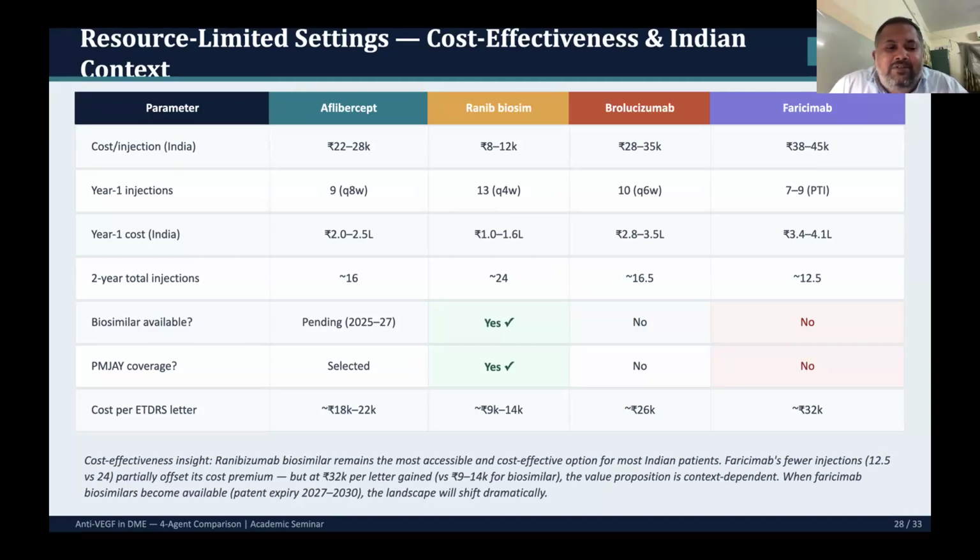So the last row I want to focus on is what the calculation has revealed. The ETDRS letter gain for aflibercept is around 18 to 22,000. For ranibizumab, it's around 9 to 4,000. For brolucizumab, it's 26,000. For faricimab, it's 32,000. If you look at it among the high-end molecules, aflibercept actually has the lowest cost per ETDRS letter gain, with very comparable results over 1 year and even more over 2 years, with low injection burden and especially very good in the poor visual acuity subset of patients. So those are all the factors to look at aflibercept for.